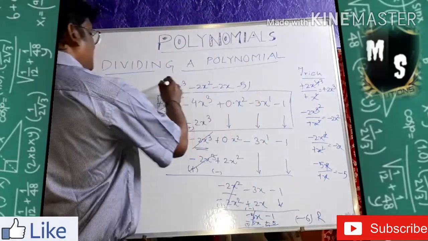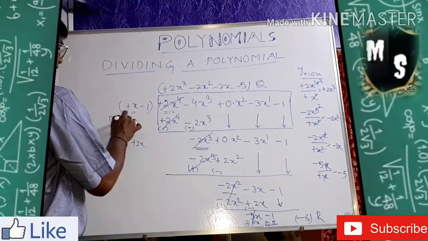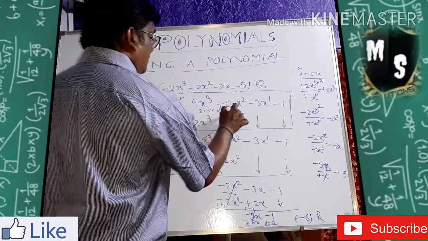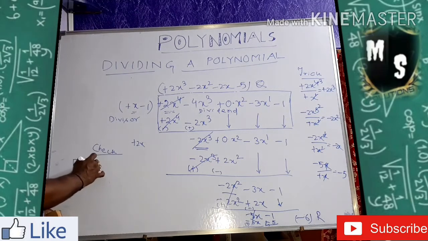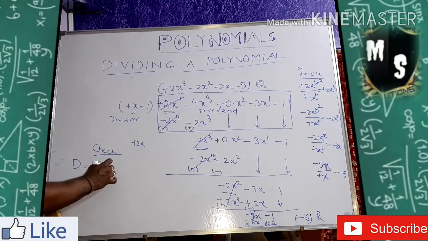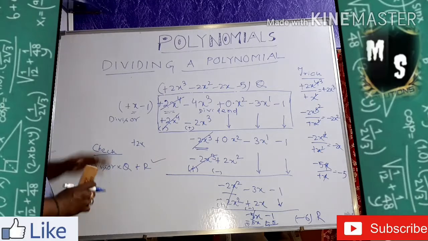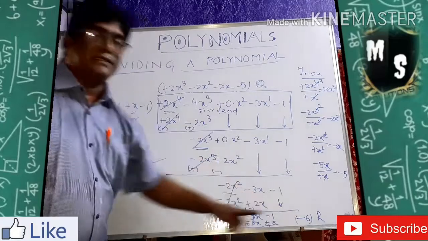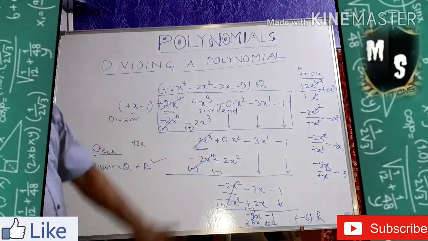And this much is called the quotient. And this is called your divisor, and this is your dividend. When you go for the check, what is the check? The check is dividend is equal to divisor into quotient plus remainder. So you have to multiply these two and add minus 6, and you have to get the required dividend. If it is coming, you are absolutely right.